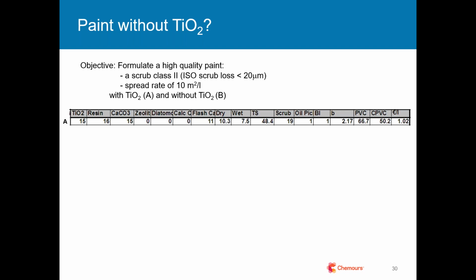And you see here, we just pick a combination where we say 15% of TiO2, 16% of resin, some calcium carbonate, some other stuff, and we have indeed a hiding power of 10 square meters per liter, and we have a scrub resistance of 19 microns. So, okay, we have our high quality paints, and depending on the other parameters that you want to bring in line, there are many, many options to do it.